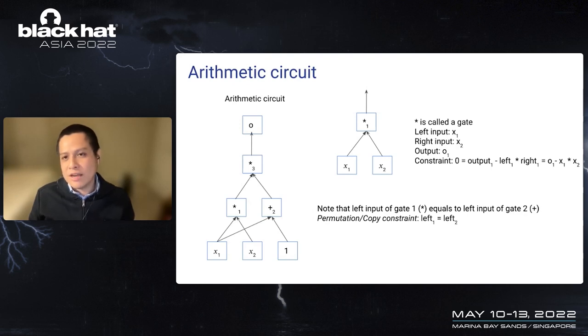It has two inputs, the left input and the right input, and then it has an output, right? And it has a constant. You can write it: the output equals the left multiplied by the right, and that's a constant. But if you look at the figure on the left-hand side, you can see that the left input of the multiplication gate equals the left input of the addition gate, right? And this is called a copy constraint. It's a different kind of constraint that we have to enforce using polynomials.